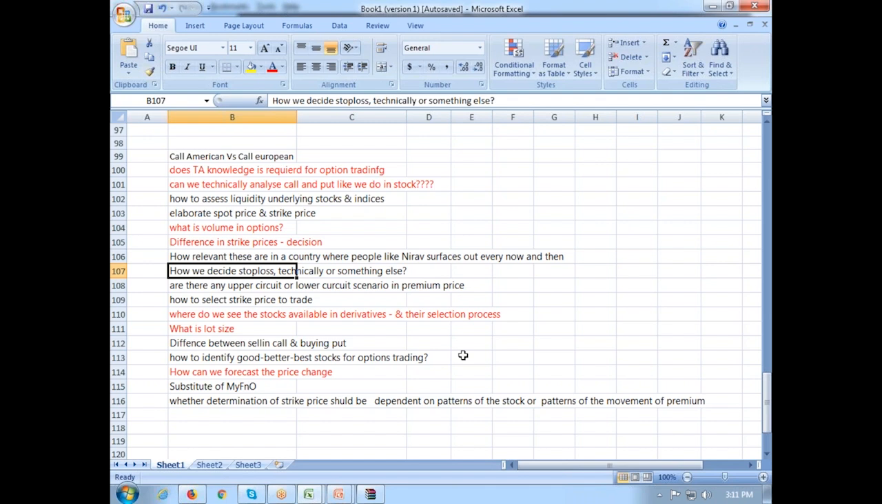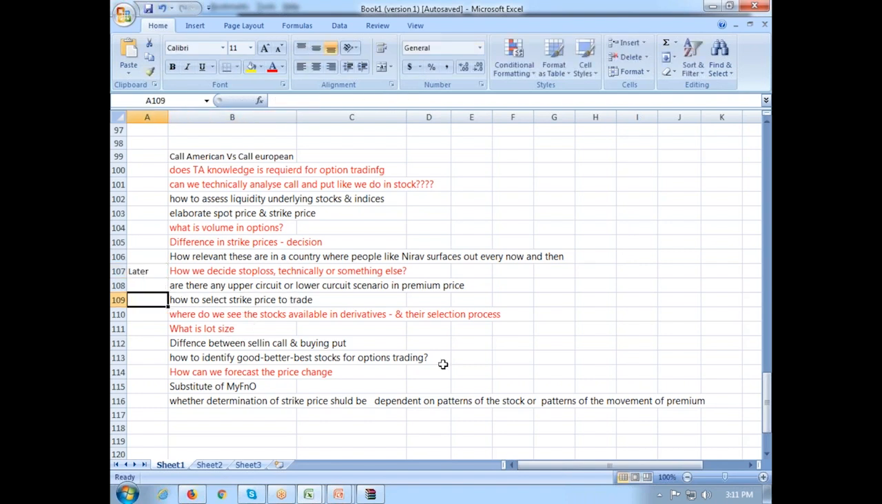How do we decide stop loss, technically or something else? It's a very broad question. Once we decide on a strategy, once we look for a strategy, once we start trade discussions, then we will address this question. Not right now. It's not the right timing. In fact, there are a couple of questions which I will take later on.